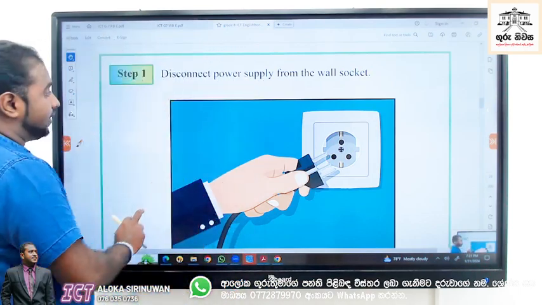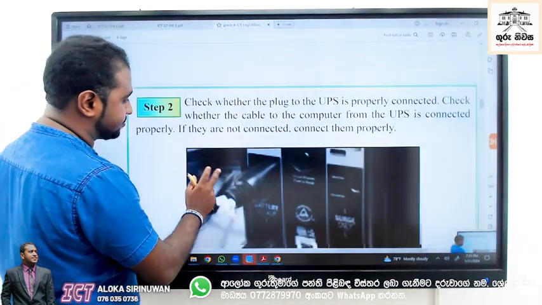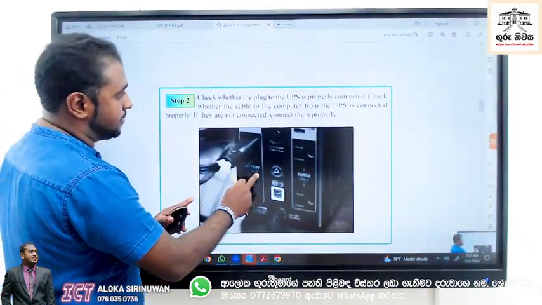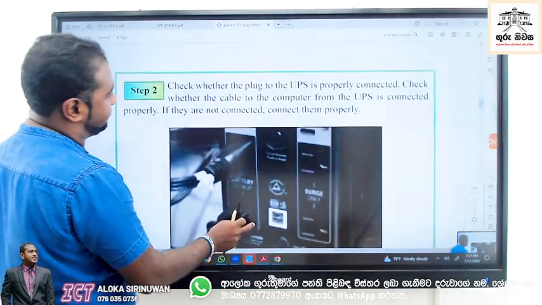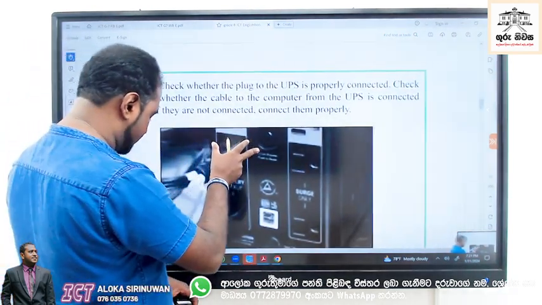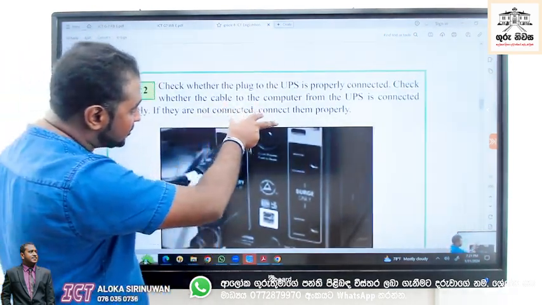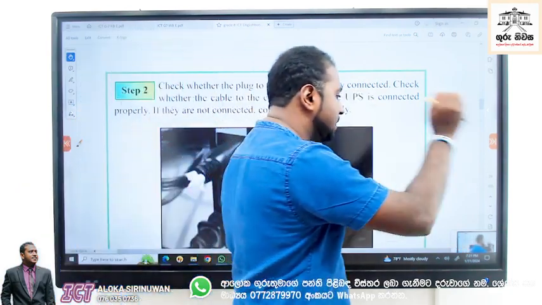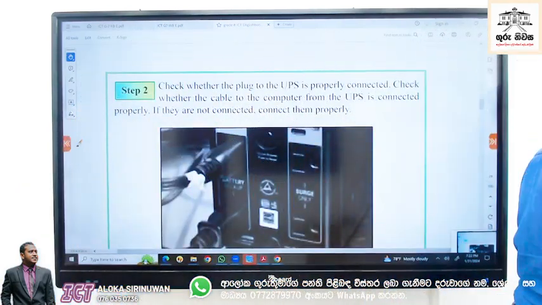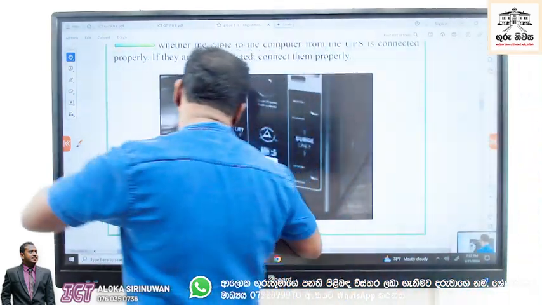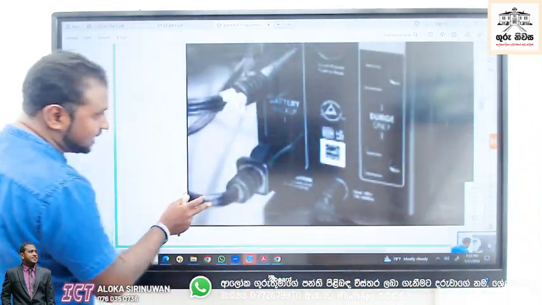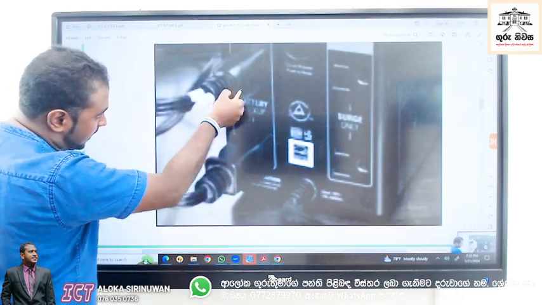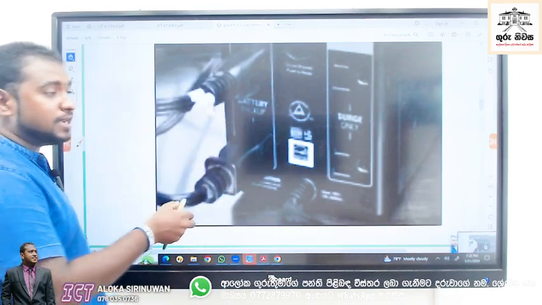What is the second step? The second step is that we have to check whether the plug to the UPS is properly connected. Understood? Properly connected. Look at here. Those cables should be properly connected with the UPS. They should not be loose.